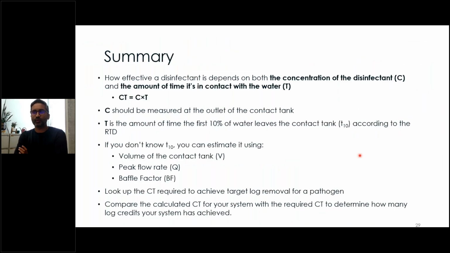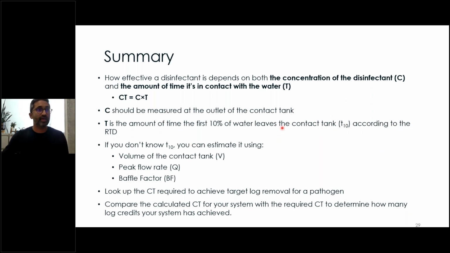Okay, so a quick summary of what we covered. CT is basically looking at how effective your disinfectant is, and it's determined by the concentration of the disinfectant, which is measured at the outlet of the contact tank, and the time that that disinfectant spends in contact with the microorganisms in the water. And T, that time, is taken as the time that the first 10% of water leaves a contact tank, according to a residence time distribution curve, also known as a T10.